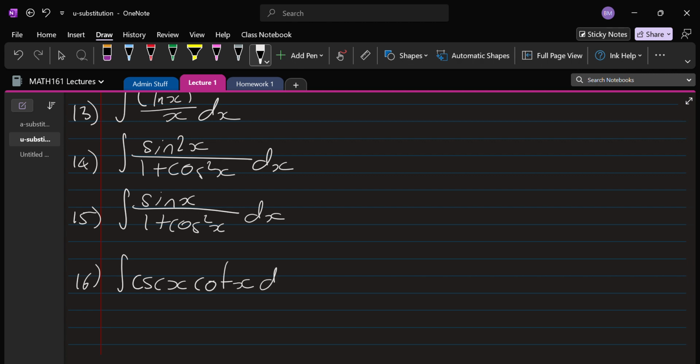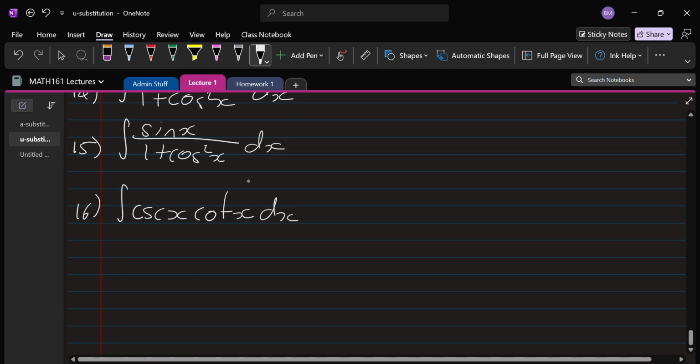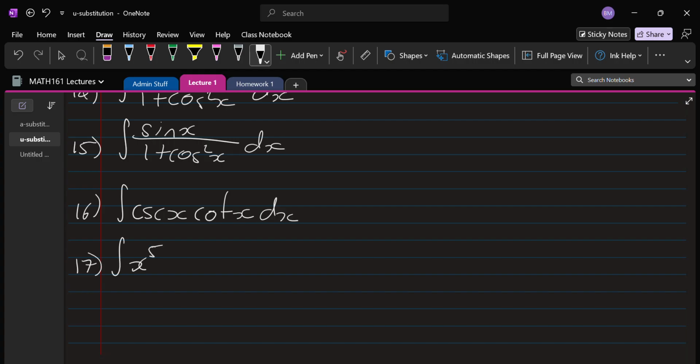16, integral of cosec x cotan x. Okay, again, think about what these are. Cosec, 1 over something. Cot, 1 over something. Think about that.